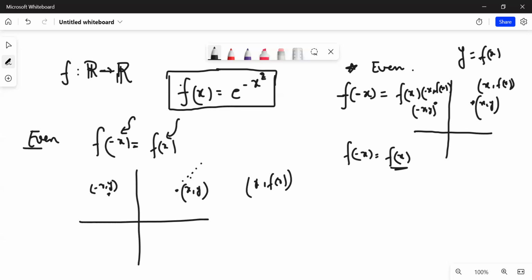So what does it mean? It means if there are some points like this here, then there will be similar points here as well. So what does it imply? It implies your graph would be symmetric about the y-axis. So for even functions, the graph is symmetric about the y-axis.